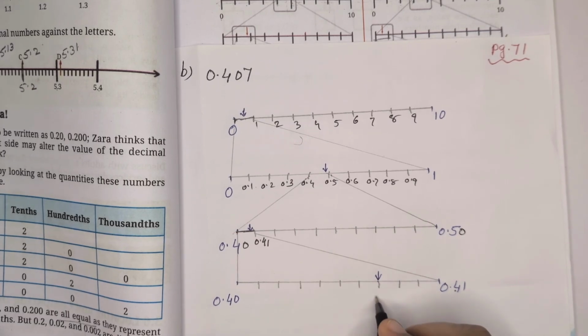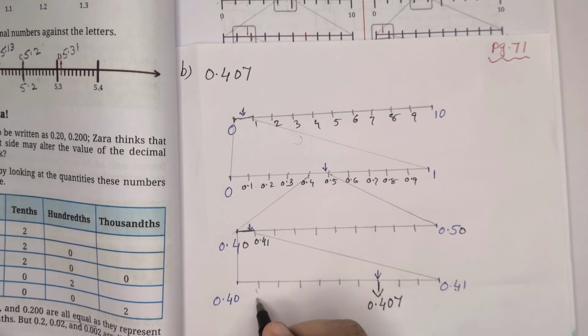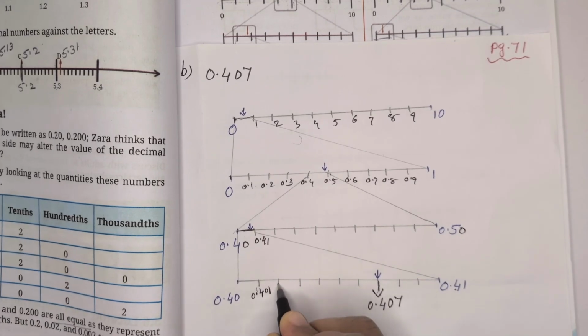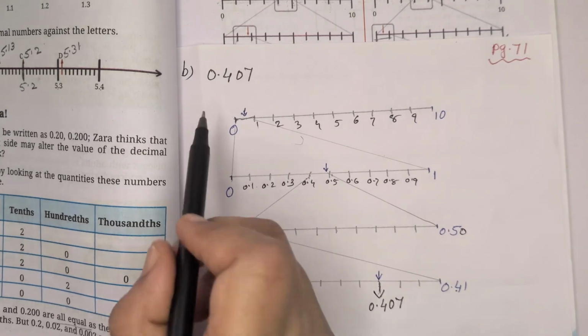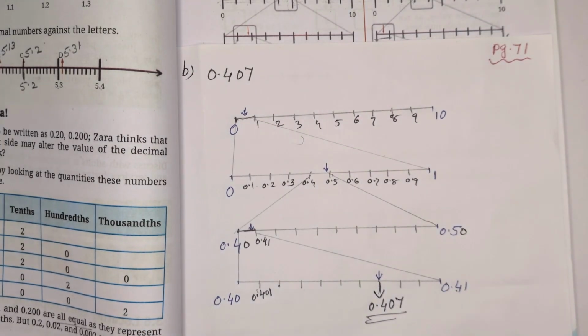Now we can write this as 0.401, 0.402, and like that the 7th position will come as 0.407. So 0.401, 0.402, 3, 4, 5, 6, 7. So the number 0.407 is coming over here.